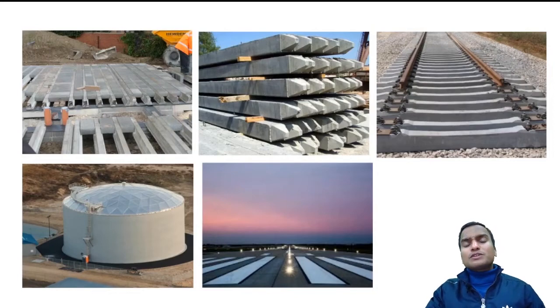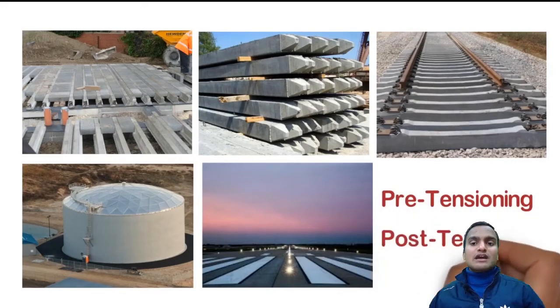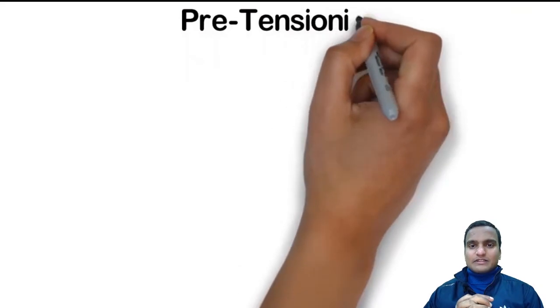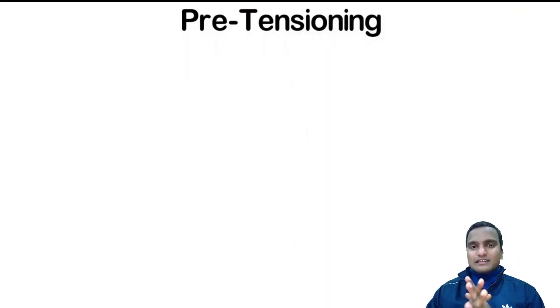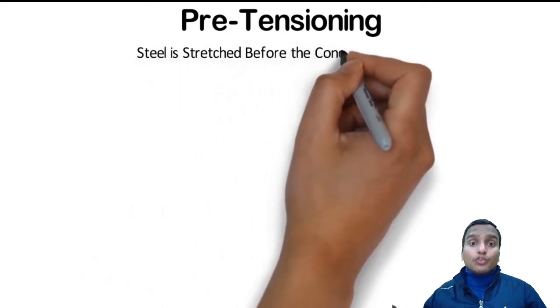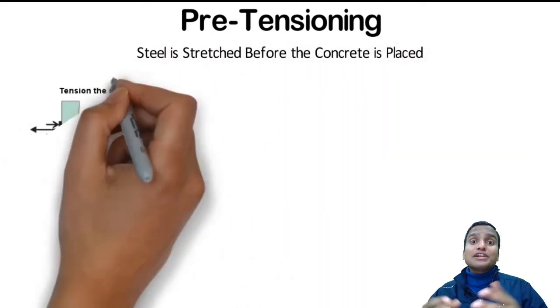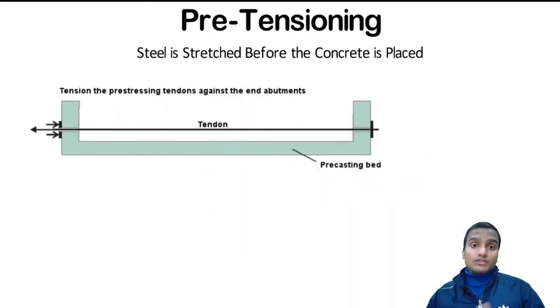Now how is this pre-stressing done? It is done with the help of basically two methods. One is pre-tensioning, the other is post-tensioning. Now how do we do pre-tensioning? Let us try to understand it. As the name suggests, we are tensioning the steel reinforcement before concreting. So such pre-stressed concrete will be called pre-tensioned pre-stressed concrete.